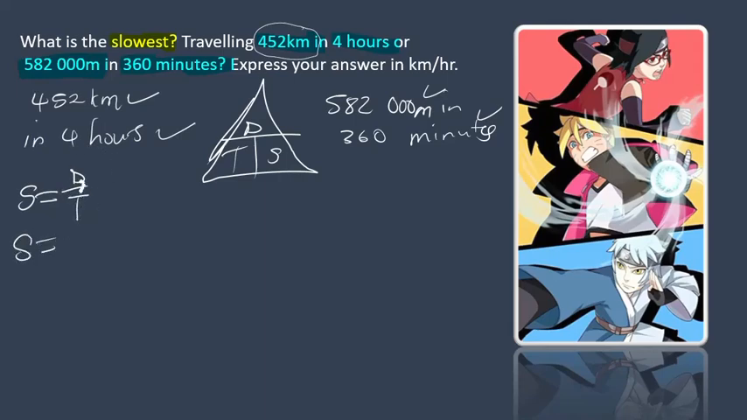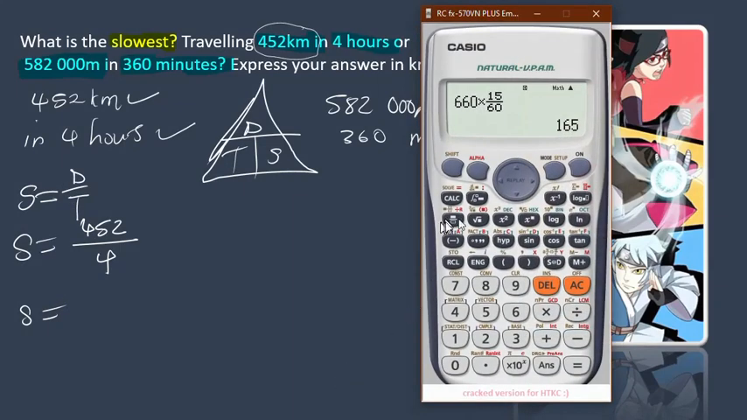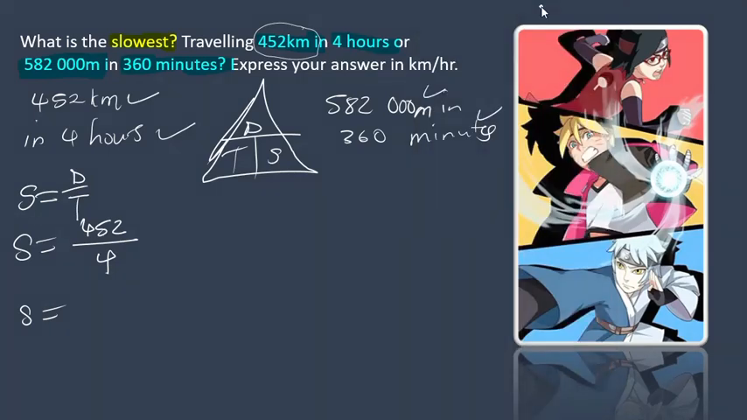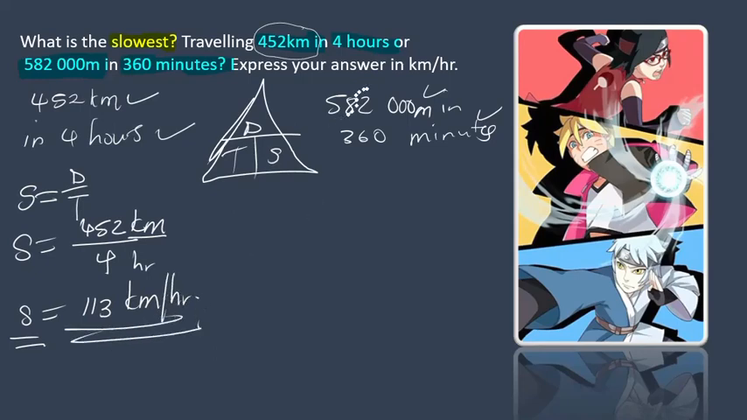And then where there is distance, my distance is 452 all over 4 hours. Therefore, my speed is equals to, use your calculator there, 452 over 4. You get 113 there. So right here it's 113. And the distance was kilometers. The time was hours. So which means my speed is kilometers per hour. So this is okay because they said I should express my answer in kilometers per hour.